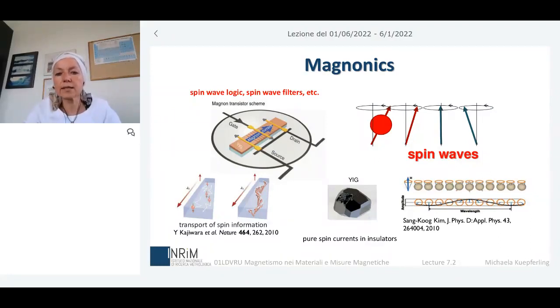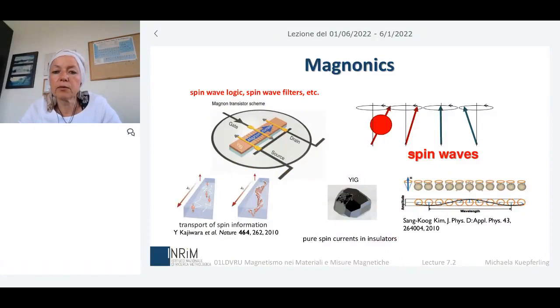And this brings us to the next subtopic of spintronics, magnonics. In YIG, as I told you, you can excite these spin waves also by thermal gradients, and spin waves can be used for all kinds of electronic applications like logic or filters and so on. In fact, there is a huge part of science in spintronics dedicated to developing magnonic devices. And one is already quite far.